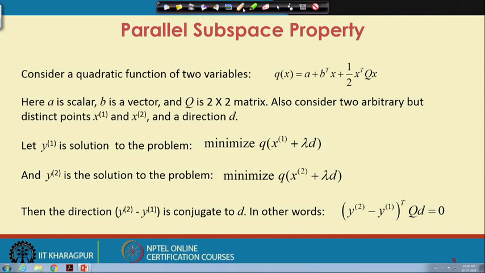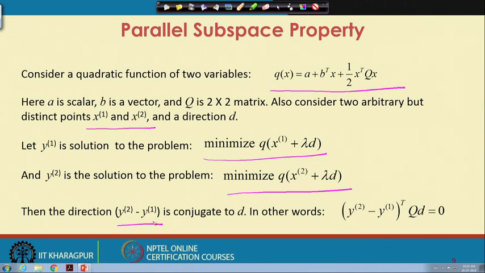So, what we understand is, consider this quadratic function of two variables, and consider two distinct points x1 and x2. If y1 is the solution to the problem minimize q(x1 plus lambda d) and y2 is the solution to the problem minimize q(x2 plus lambda d), then y2 minus y1 is conjugate to the original direction d. In other words, it is the same as saying (y2 minus y1) transpose Q d equal to 0.